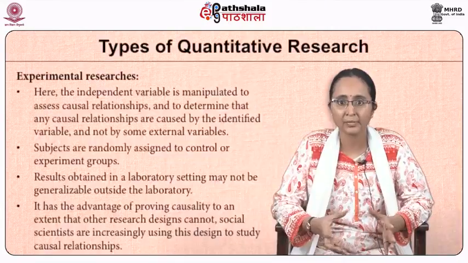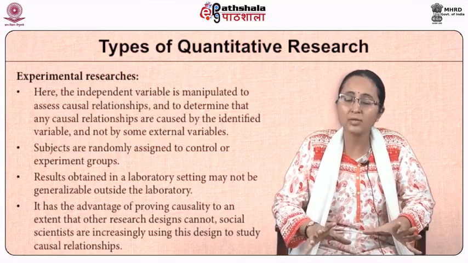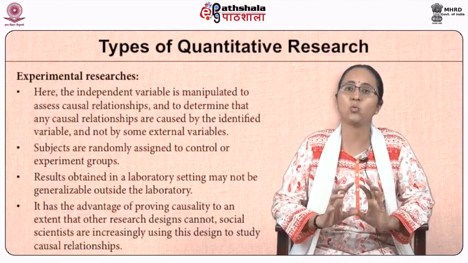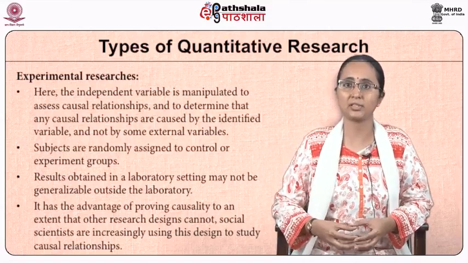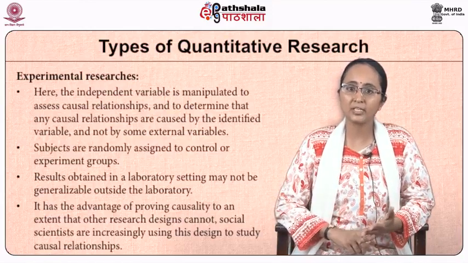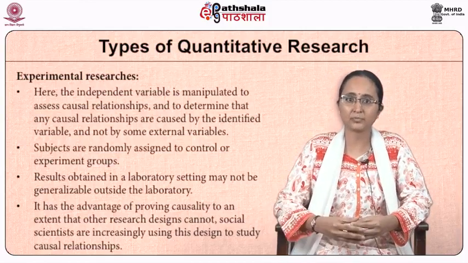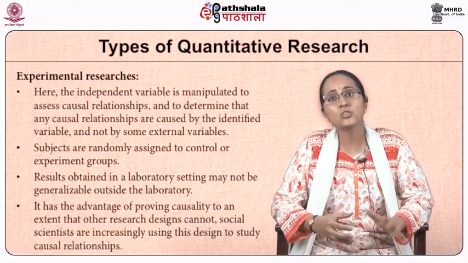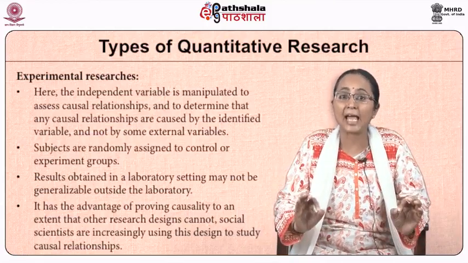Now we go to the last and fourth type of quantitative research, which is experimental research. Here you have an independent variable and a dependent variable. You have an entire module on variables and what an independent variable is. I think that is module number 9, so you can refer to that for more details on different types of variables. In experimental research, the independent variable is manipulated to assess its effect on the dependent variable. Subjects are assigned to experimental groups and control groups, and this assignment is done on a random basis.